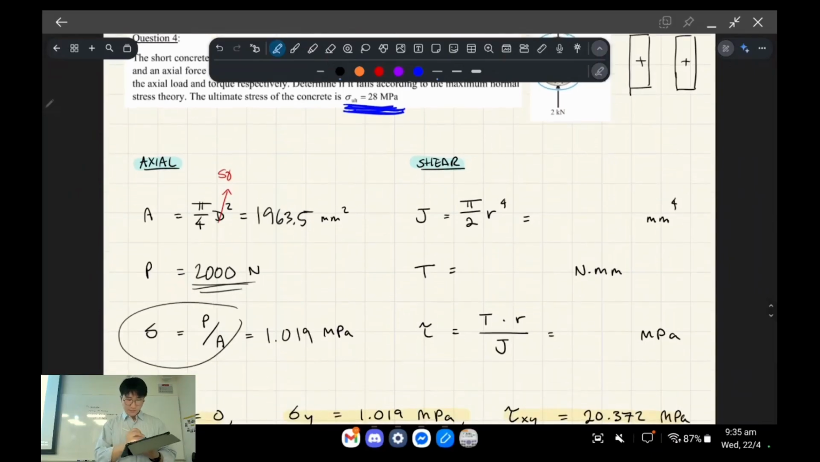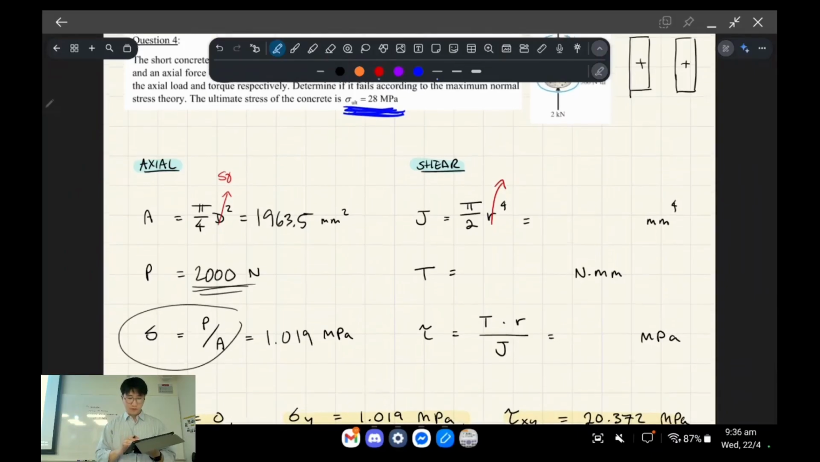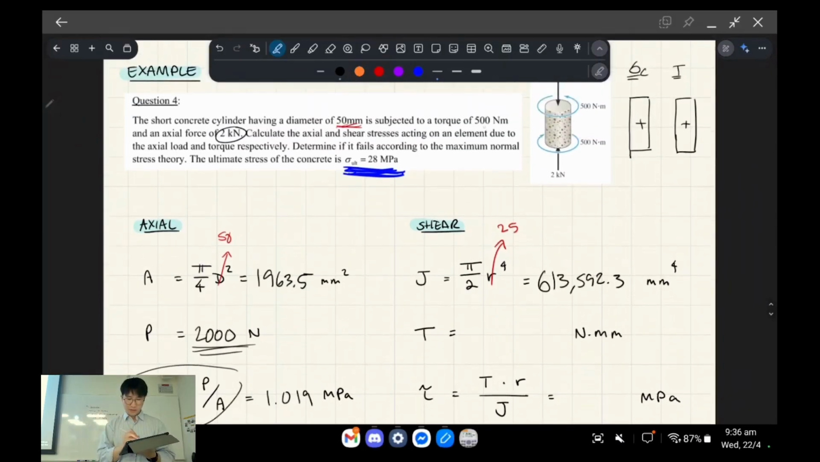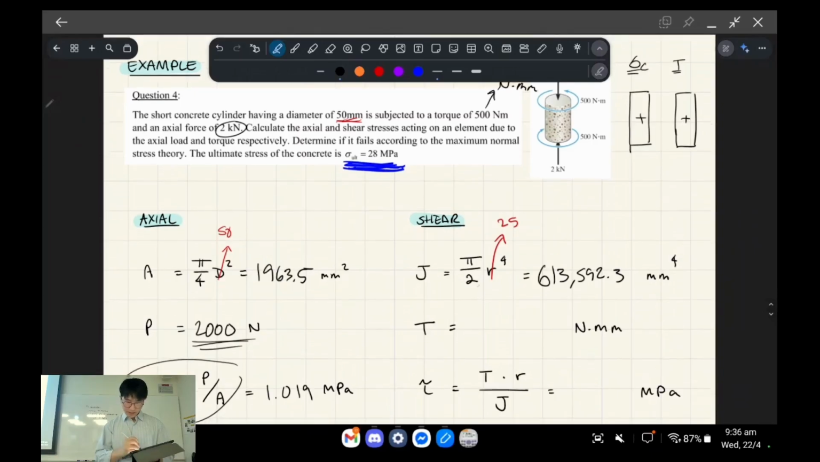In terms of shear, here we want the radius, okay, for the polar moment of inertia, which would be half the diameter, and that gives us this value, okay? In terms of the torsion that it's experiencing, right, we want to convert this to Newton millimeters. So that gives us 500, and then we want to convert the meters to millimeters, right? So we times it by 1,000.